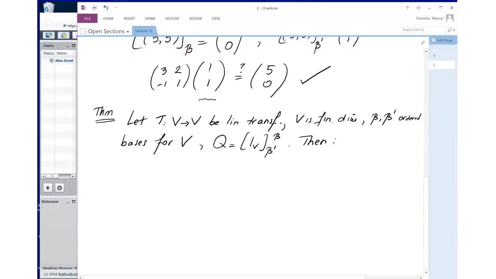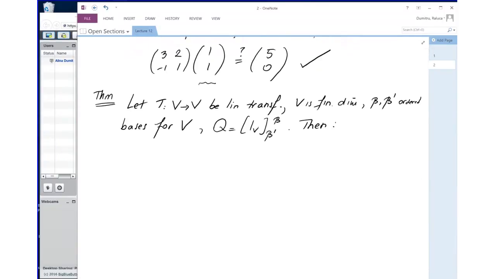Then we have the following identity. And this is actually what we need in order to check that the definition for the characteristic polynomial is independent of the choice of beta. The matrix of T in the basis beta prime, so going from beta prime to beta prime, equals Q inverse times the matrix of T in the basis beta times Q.